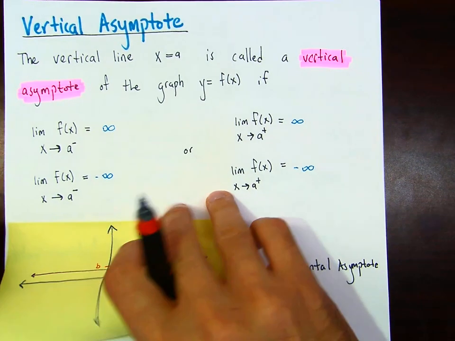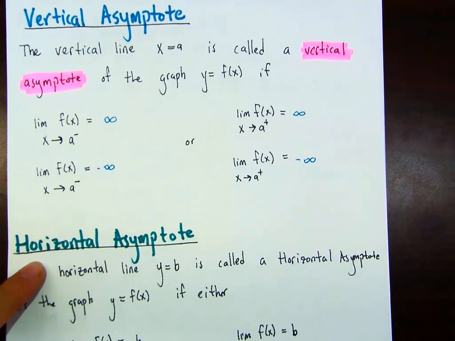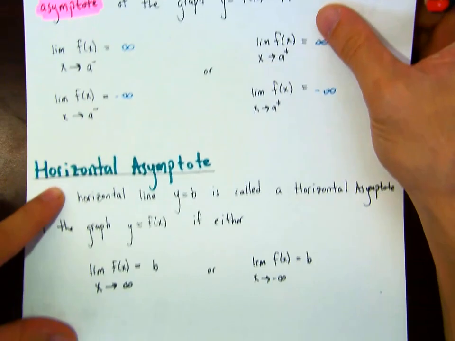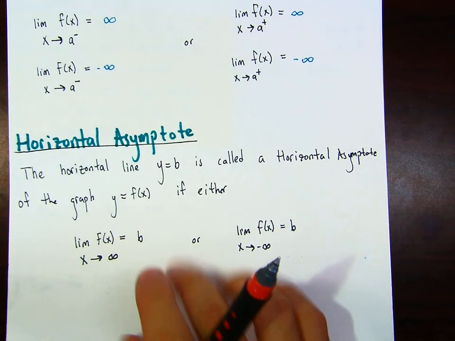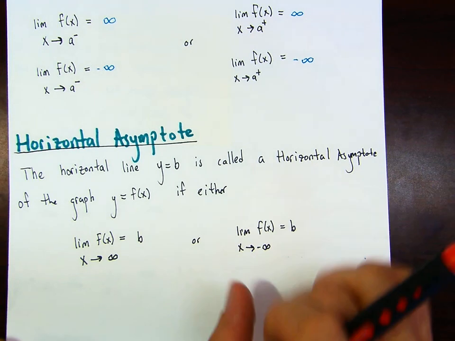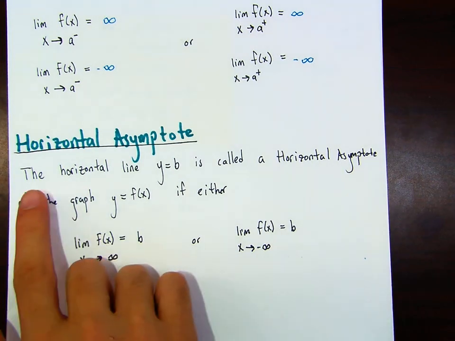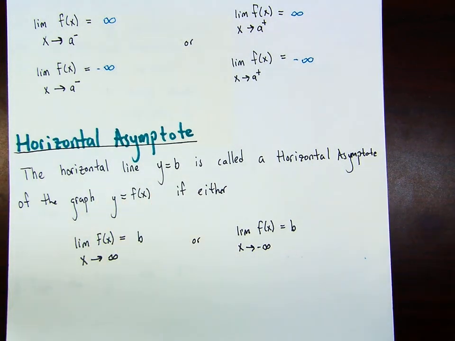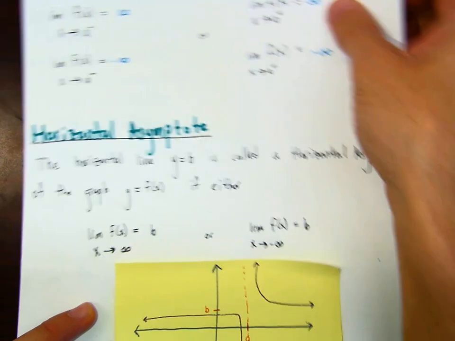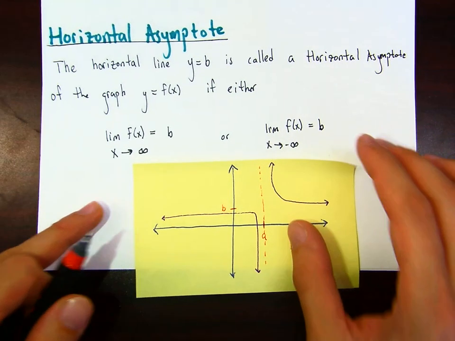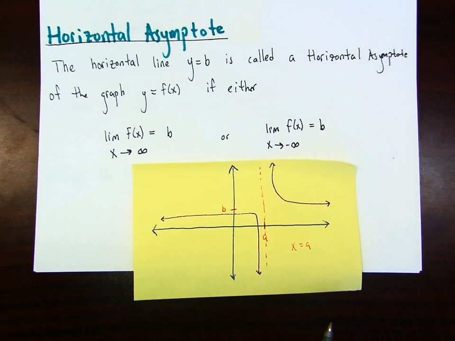All right? Let's take a look at the next one. Here we have a horizontal asymptote, and this is the proper definition for a horizontal asymptote. Take a second and copy this down. This says the horizontal line y equals b.